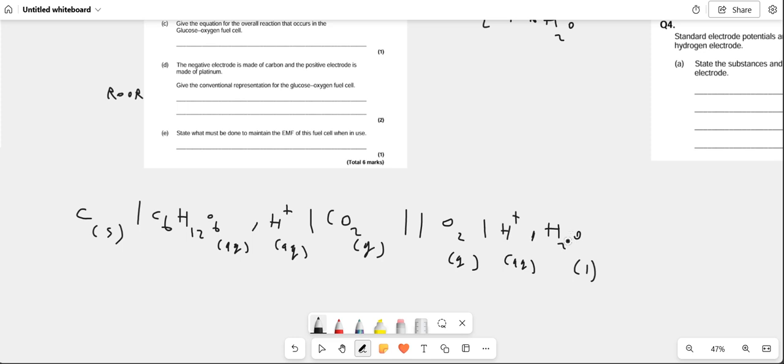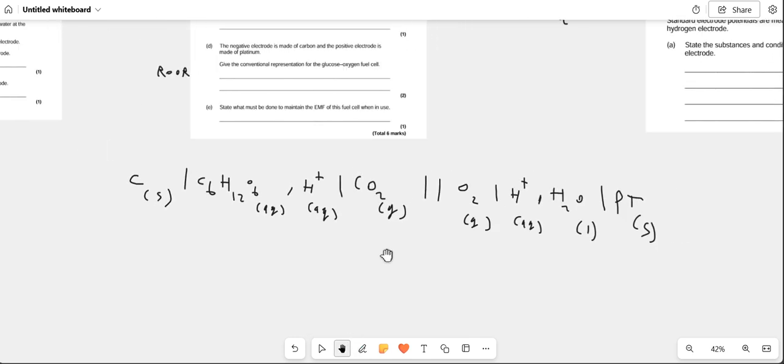And then obviously the electrode here, which it says was platinum, that's solid, so that's another phase line. So that's the final thing there.